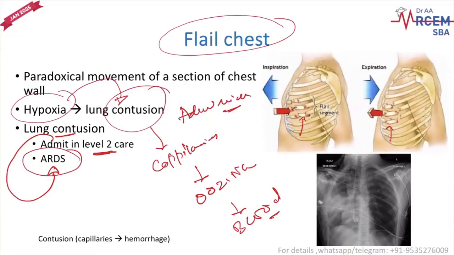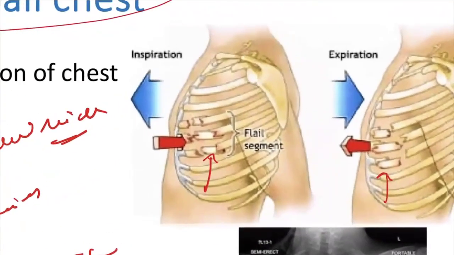So initially, you are admitting for observation. Later on, you might have to intervene. So level 2 care is important. What is the management of flail chest? Pain management is what you're supposed to do. What kind of pain management will you be doing? The best way to deal with the pain of a rib fracture is by giving a nerve block, an intercostal nerve block. We will be learning how to do it in the procedures. An intercostal nerve block gives excellent pain management.